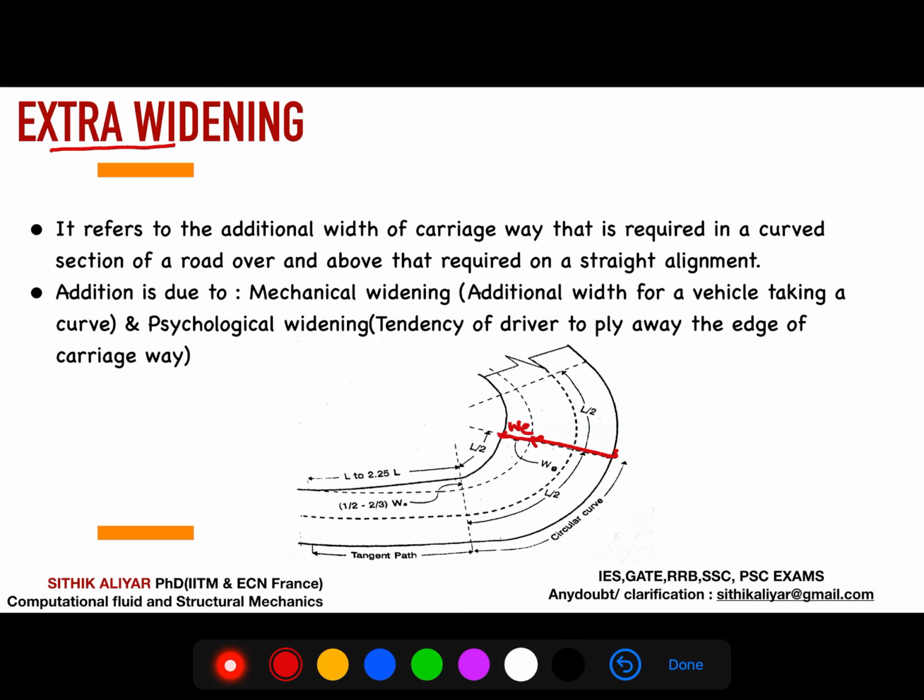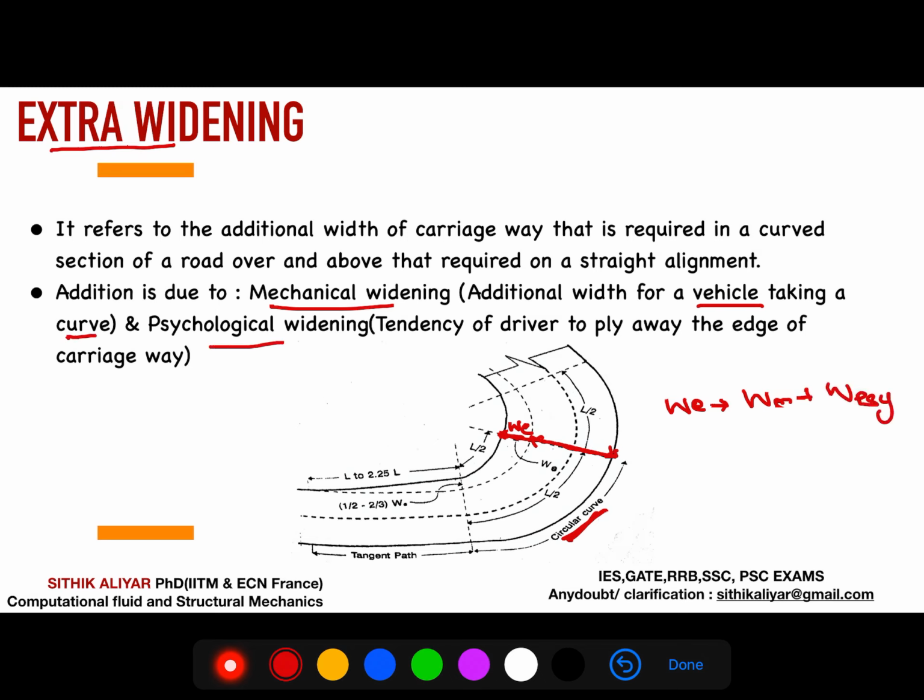Whenever there is a horizontal curve, you can see this is a circular curve. This should be the road width, but we will provide some extra widening in the road for two reasons. One is for vehicle reasons, like a mechanical widening, so that the vehicle can easily take a curve, and another one for psychological reasoning.